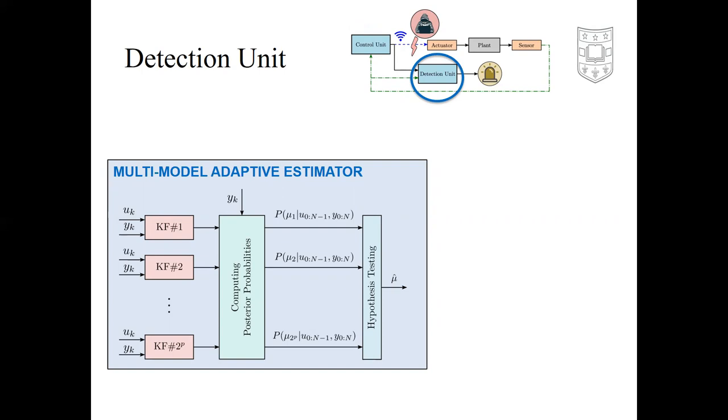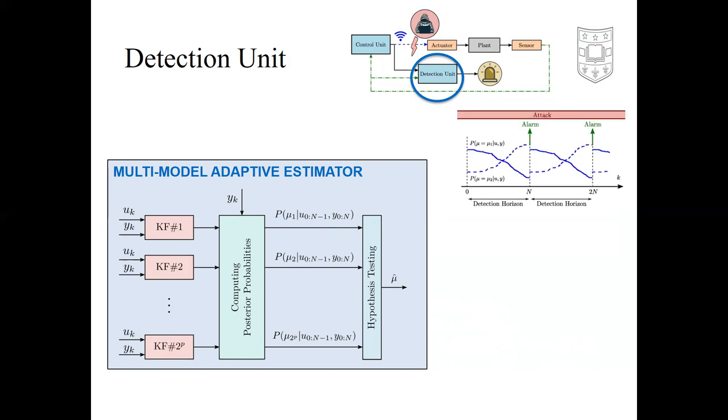It includes a bank of Kalman filters, and then based on the residual of the Kalman filters, it computes the posterior probabilities, and then based on the posterior probabilities, it determines the actual mode of the system. Now, let's assume that we have only two modes. So we start from an initial condition, and as the system evolves, we update the posterior probabilities, and at the end of the detection horizon, we can determine the actual mode of the system.